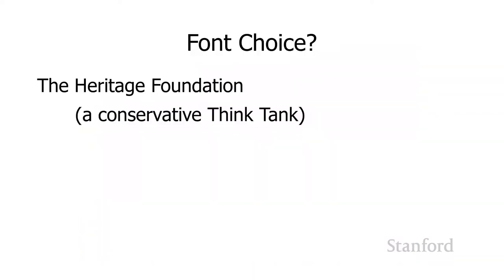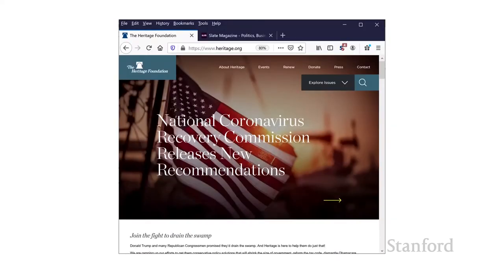And then the Heritage Foundation, which is a conservative think tank, you can see that this is largely a serif website. There are some sans serif portions. So running across the top there, About Heritage, Events, Renewed, Donate, Press, and Contact, those all are sans serif, but their logo itself, the Heritage Foundation on the top left, and their main article here, these all have serifs.